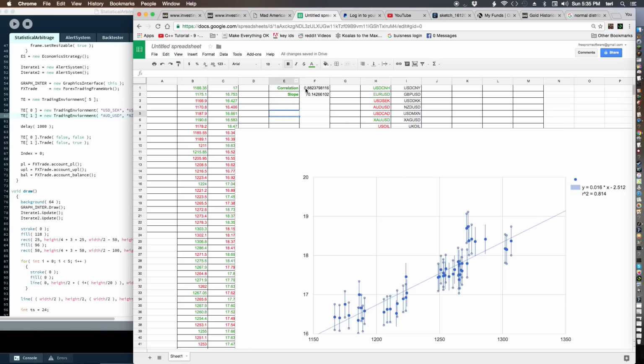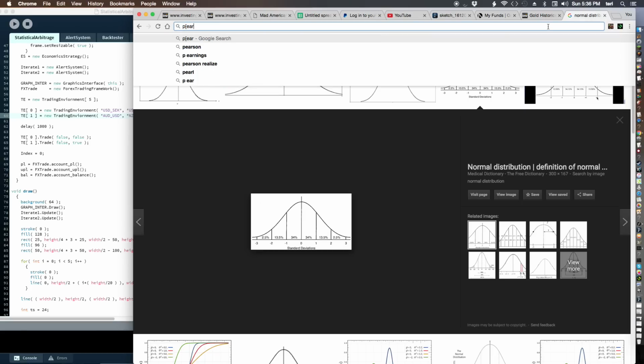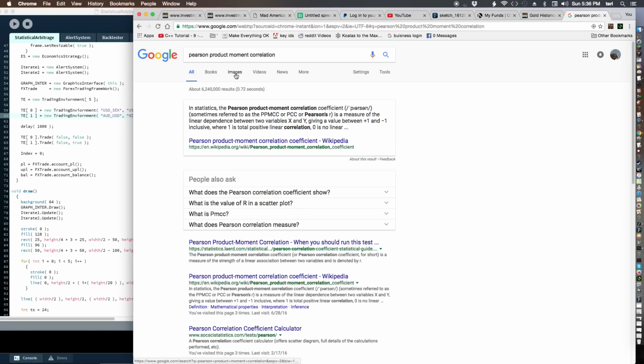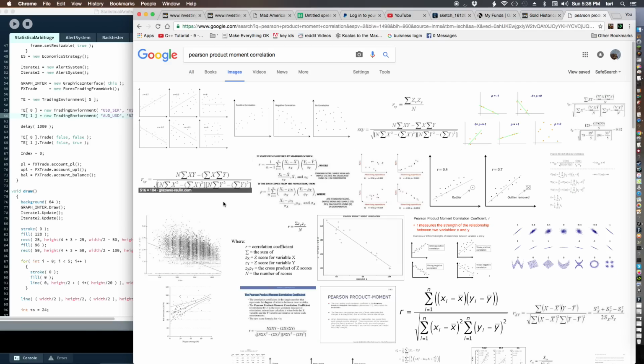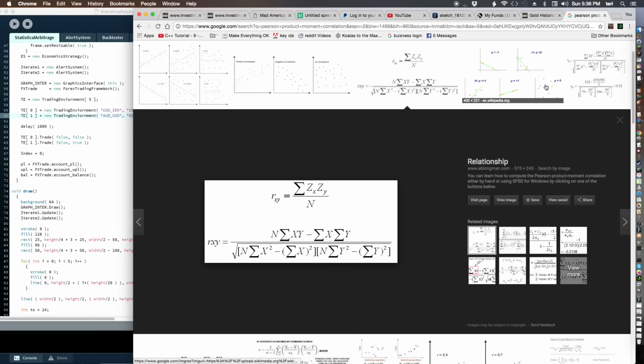Now, the way correlation is calculated is covariance over the square root of variance times variance. For more, look up the Pearson product-moment correlation coefficient. I'll actually look that up real quick for you. Product moment correlation. Let me find the equation. Okay, this is the equation.